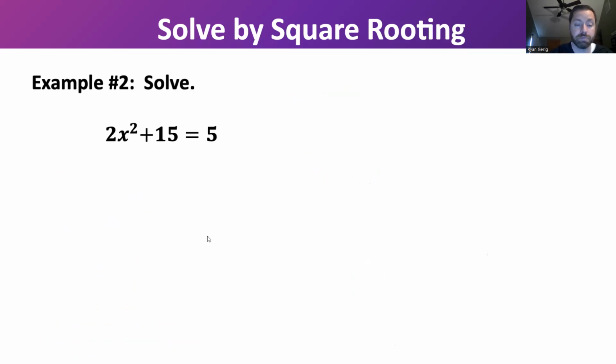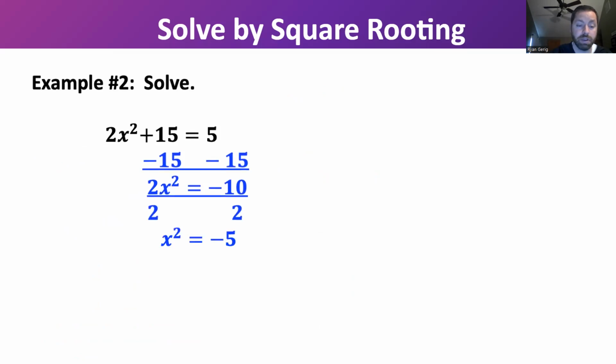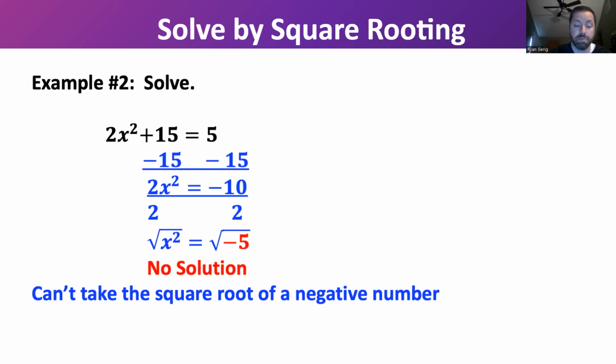All right, let's solve this one. I'm going to get rid of the 15 and the 2. So I'm going to subtract 15. 2x squared equals -10. Divide by 2. X squared equals -5. Now take the square root of both sides. What's the square root of -5? Can you take the square root of a negative number? No, you cannot. This one has no solution, or no real solution, because you can't take the square root of a negative number. If I were to graph this, it would open up and never cross the x-axis. That's what it means when there's no solution: it never crosses the x-axis.